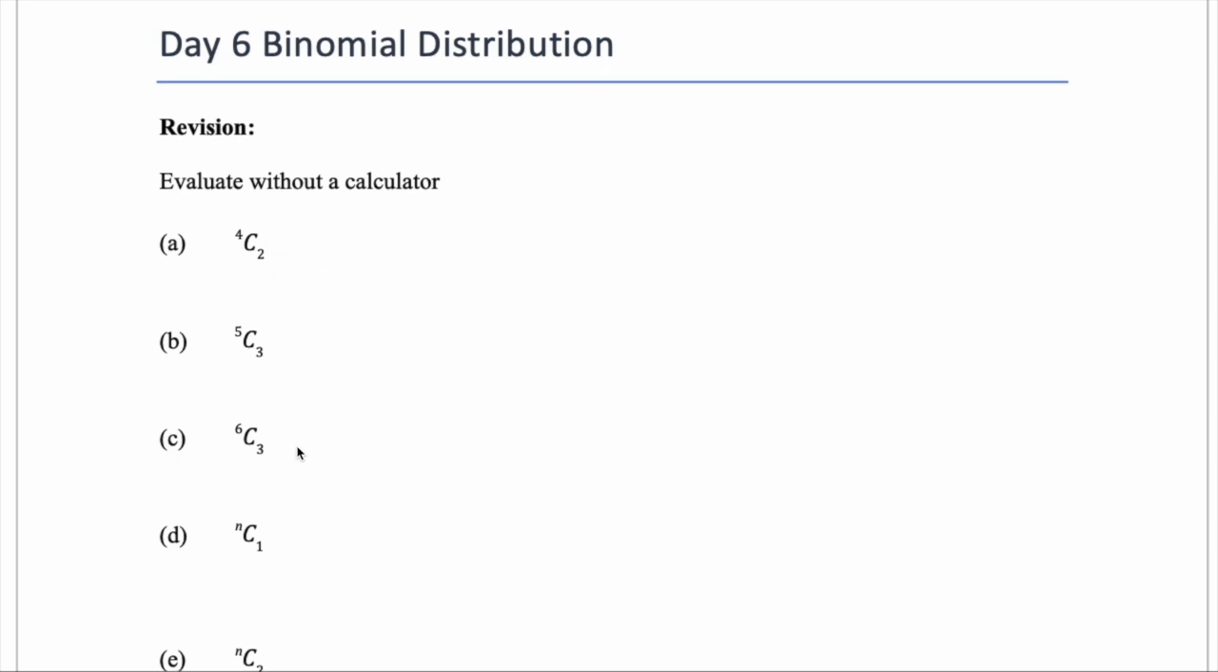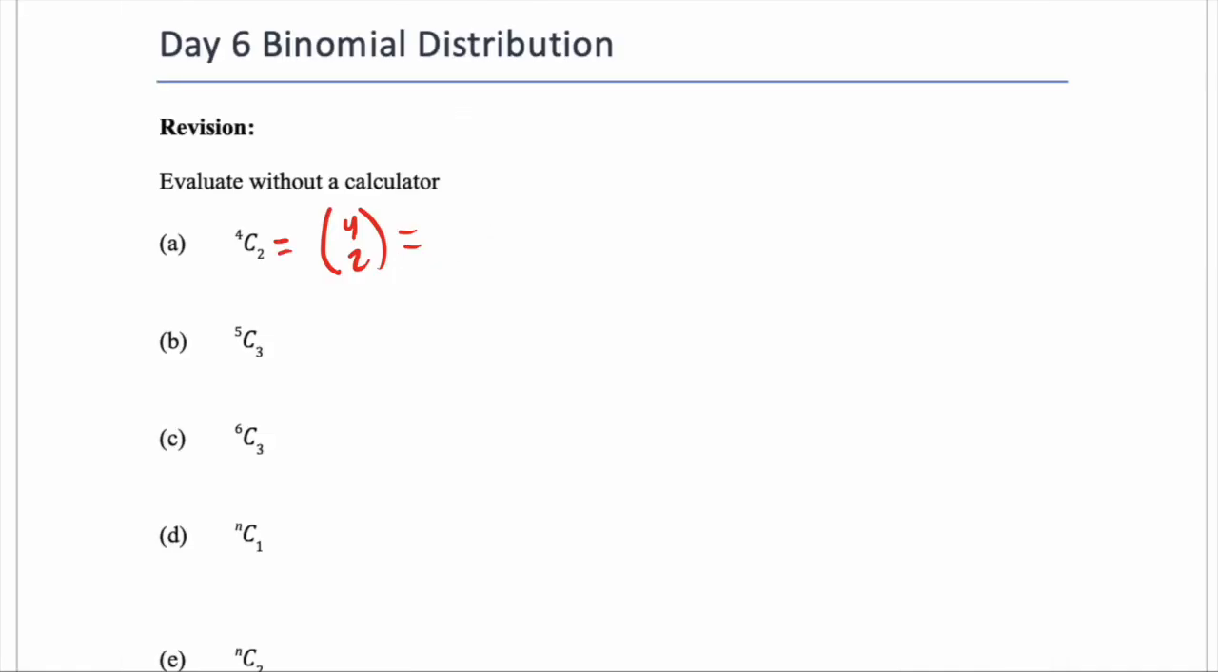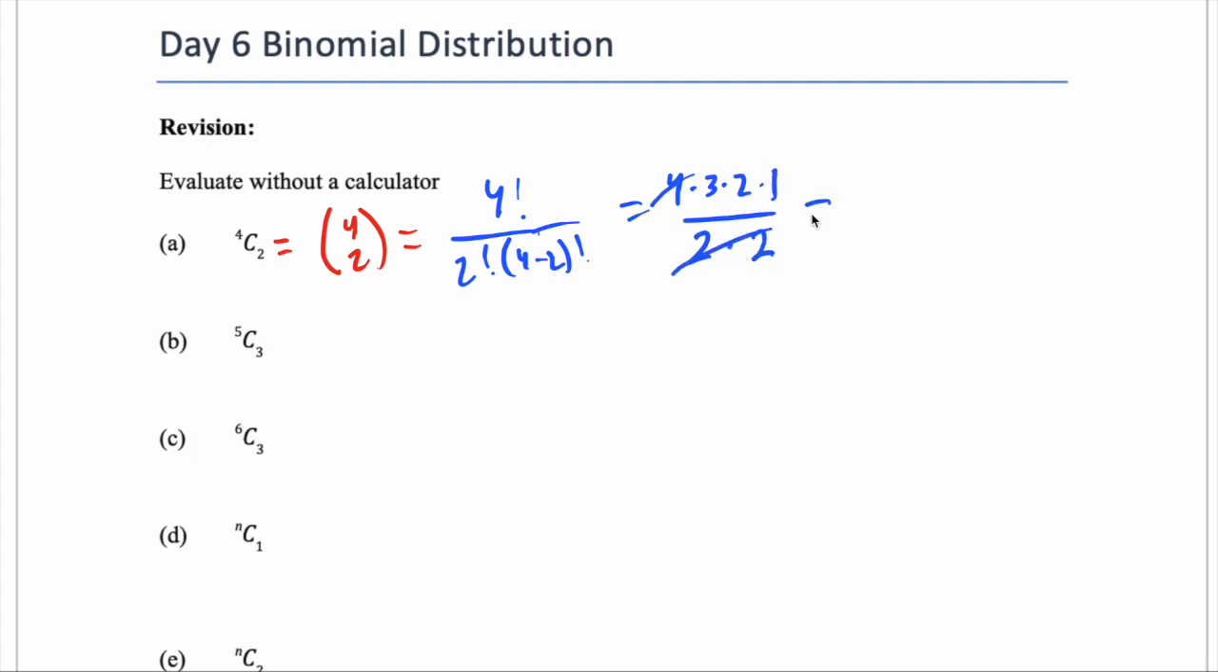Alright, so let's get into it. First of all, we're going to do some of these. It's kind of related. But for C2, or as I like to say, 4 choose 2, you can get it on your calculator, but non-calculator, we have the formula from the formula booklet. It's going to be 4 factorial over 2 factorial times (4 minus 2) factorial, which is 4 times 3 times 2 times 1 over 2 times 2. So it's actually just 6.